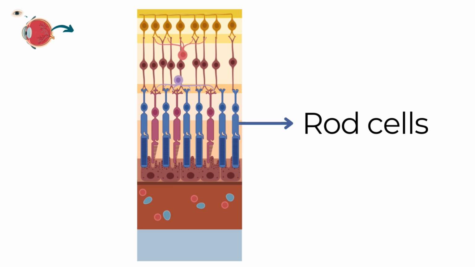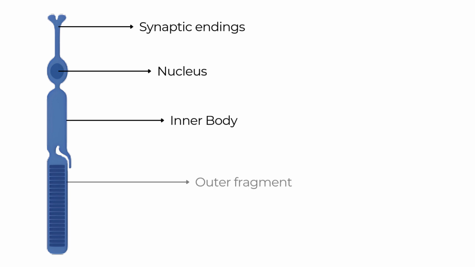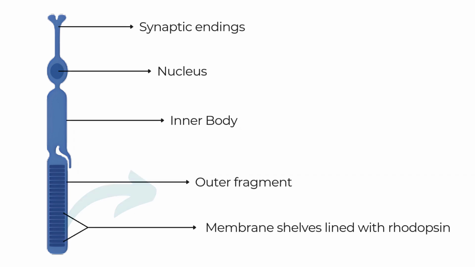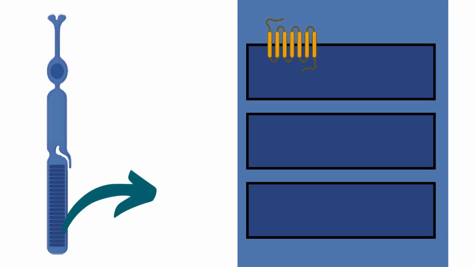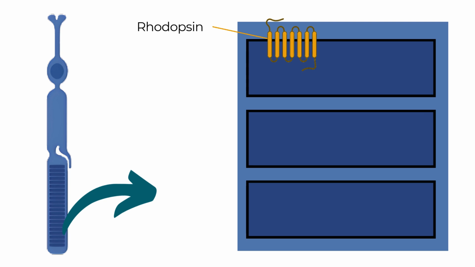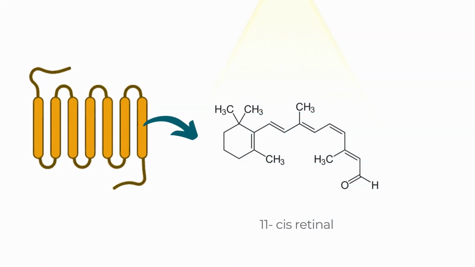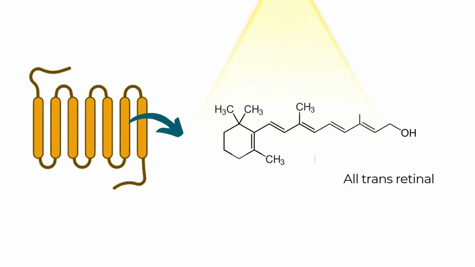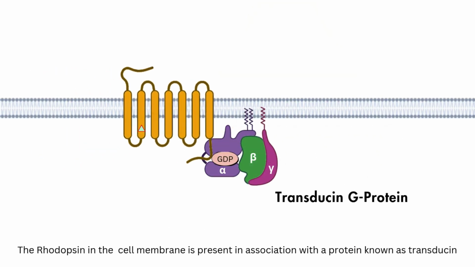The retina contains rod cells. These cells consist of synaptic endings, nucleus, inner body, outer segment, and pigment pockets. Rhodopsin is a special pigment present in these pigment pockets. Rhodopsin contains 11-cis-retinol, which is converted to all-trans retinol when light falls on it. The rhodopsin in the cell membrane is present in association with a protein known as transducin.